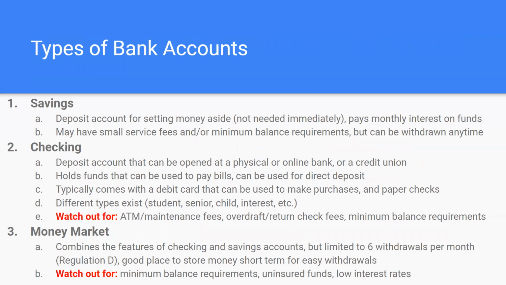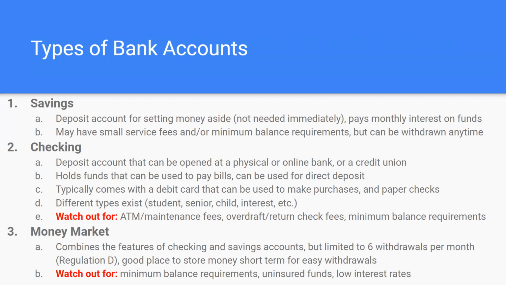So I'm going to cover real quick the different types of bank accounts. Now, I'm not going to go through every single bullet point here, but these are just things to watch out for and think about when thinking about what types of bank accounts you may want to open. If you don't have a bank account already, it might be a good idea to open one at some point, just to have a place to set money aside.